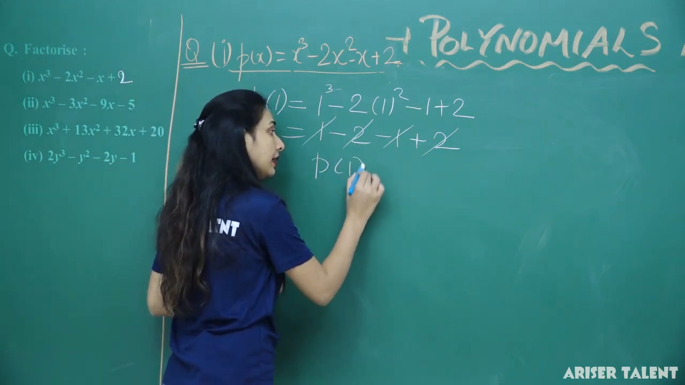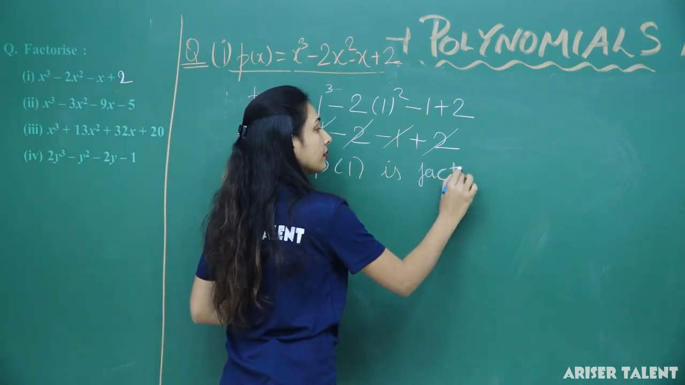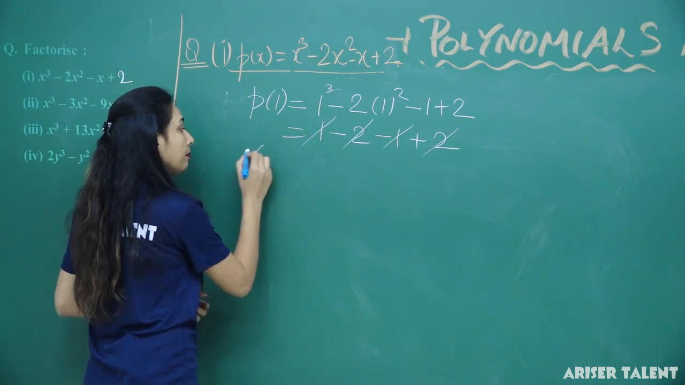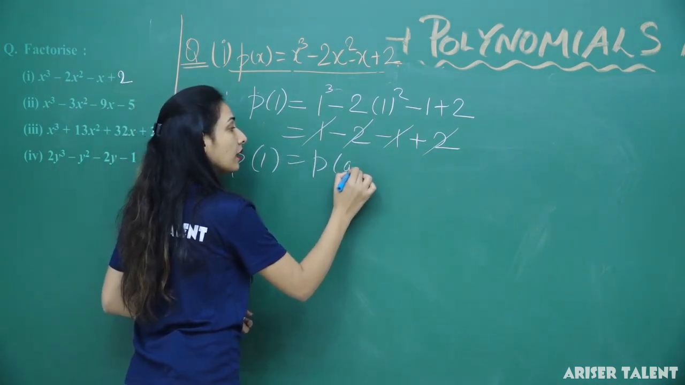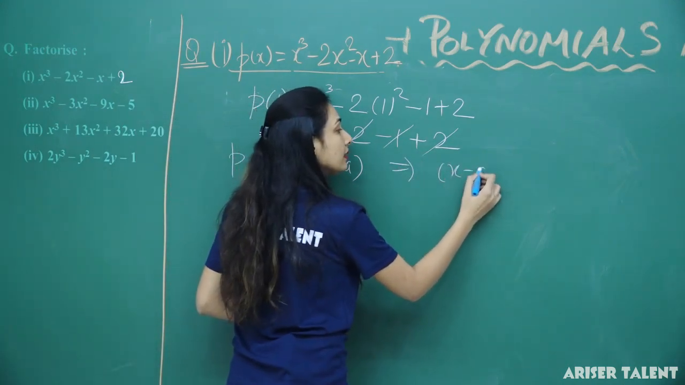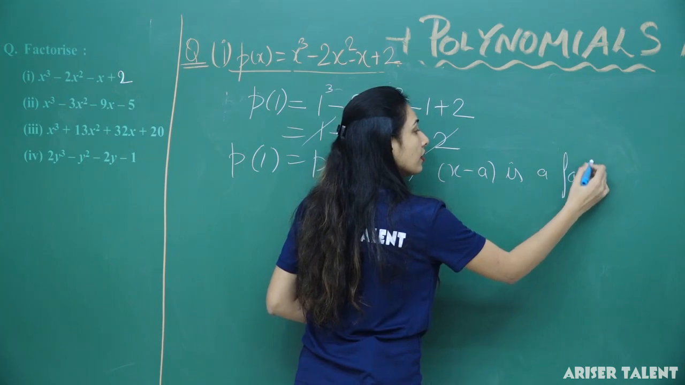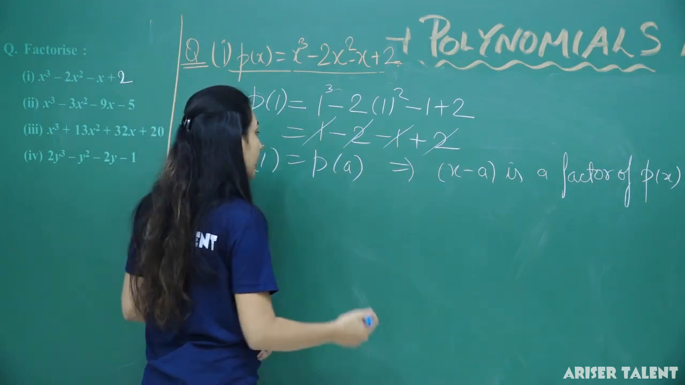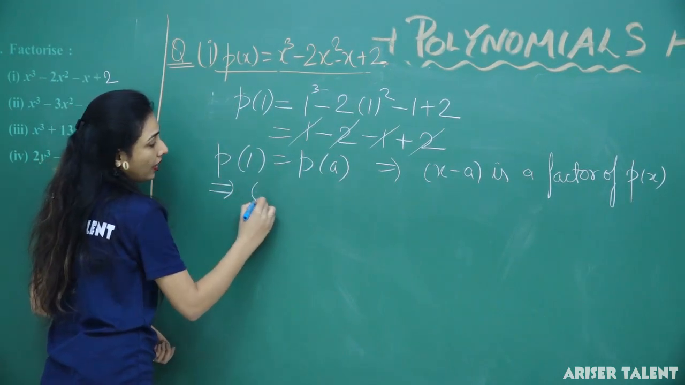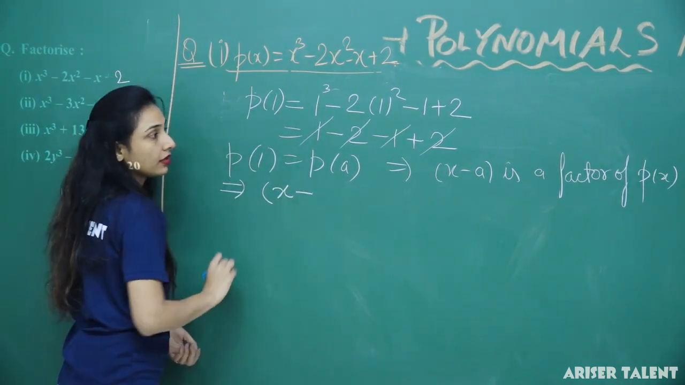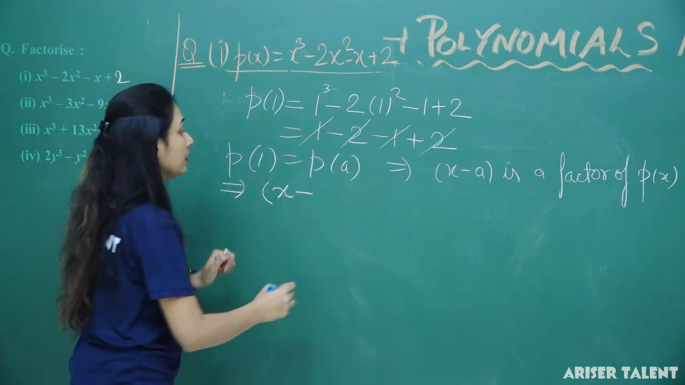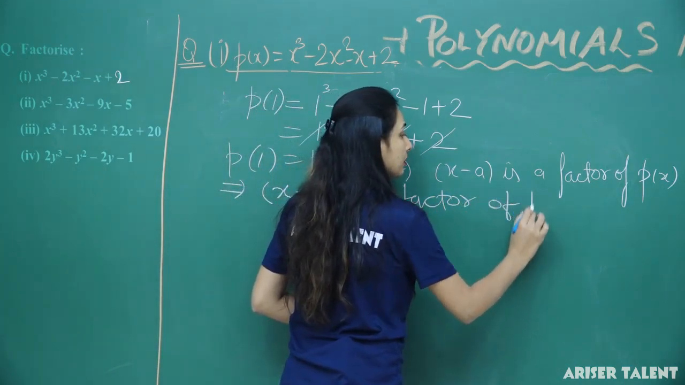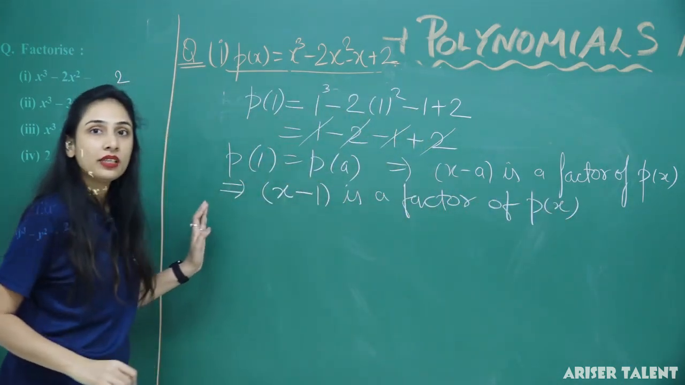If P(1) is giving 0, that means P(1) is P(a). This implies that x minus a is a factor of P(x), x minus a which is equal to g(x). This implies that x minus, what is the value of a? 1. So x minus 1 is a factor of P(x).